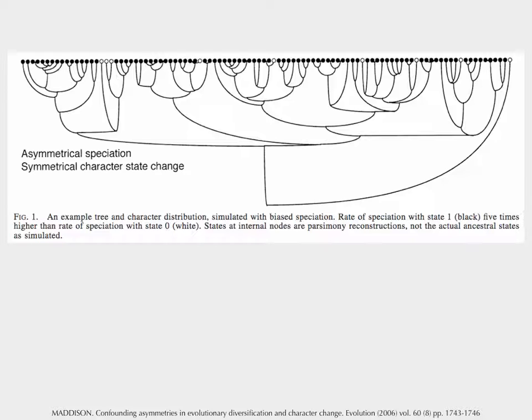But one other thing that matters here is that there's this bias. So if I just said, here I have black and white affect speciation rate, but they don't affect character change rate. Equal rates going from 0 to 1 and 1 to 0. If I didn't tell you that and said, let's put this into our discrete models and estimate, back to our little matrices, our little boxes, rate of going from 0 to 1, rate of going from 1 to 0. What would you conclude from this tree?